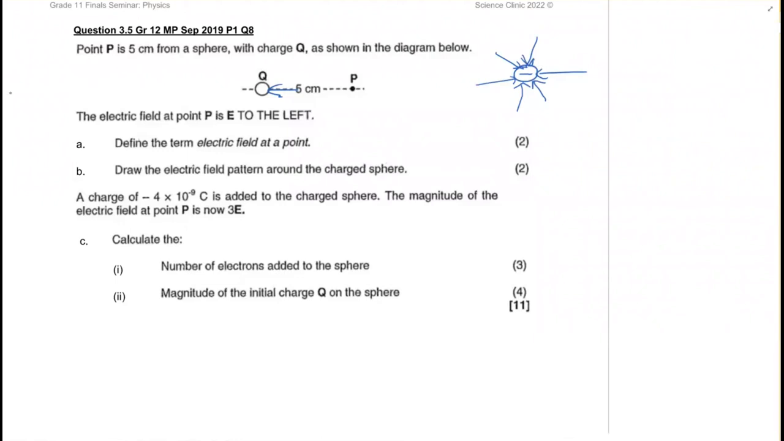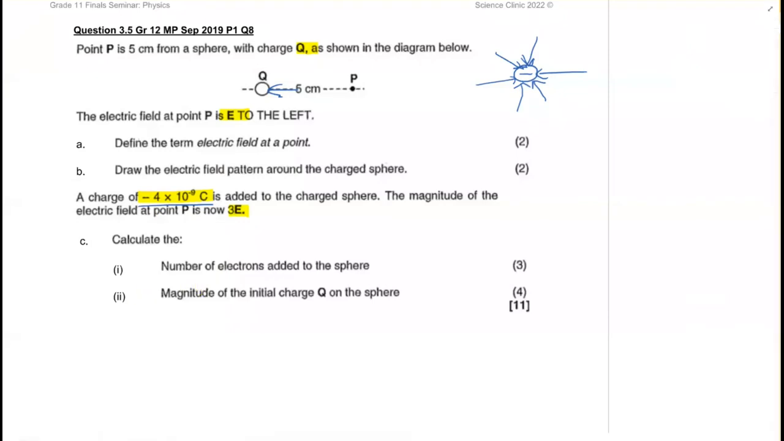Okay. A charge of -4 times 10 to the -9 coulombs is added to the charged sphere. The magnitude of the electric field at point P is now 3E. What's happening here? You've got two scenarios. With the charge Q, the field is E. With the charge Q plus 4 times 10 to the -9, the field is 3E.